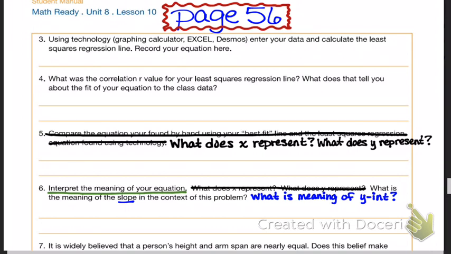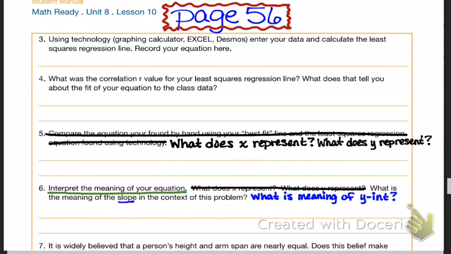Once you have all that information on your computer, you're going to answer questions 3 through 10 on page 56, and you're welcome to work with a partner. So question 3 is just writing the equation that it gives you. For question number 4, the computer will give you r squared. We want r. What do you think you would need to do to r squared if you wanted to find r?